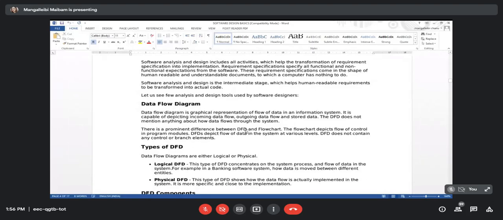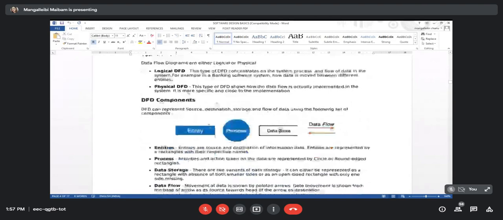There is a difference between a data flow diagram and a flow chart. A flow chart depicts the flow of control, so there will be flow of control in the program module, and DFDs depict the flow of data in a system at various levels. A data flow diagram does not contain any control or branch elements, whereas in a flow chart you can have condition statements, branches and controls. But in a DFD, you do not have any control or branch elements. It just explains the flow of data in the system.